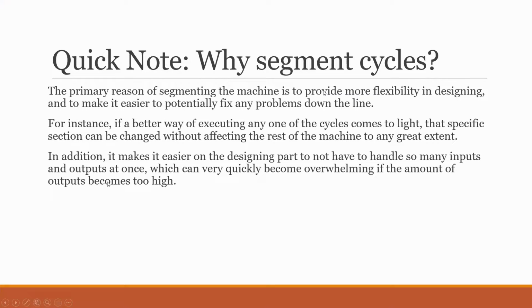So I chose to segment cycles just because if I did this all in one cycle, the amount of inputs and outputs per one cycle would be very, very hard to manage all at once. In addition to that, it makes it more flexible, because if there is a better way to do this cycle or that part, then you could change it without necessarily changing everything else, so that you could just change that specific part if you want to.